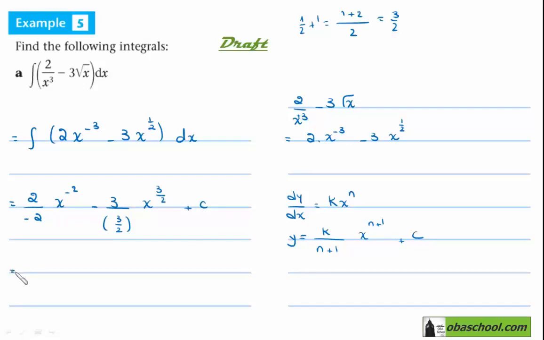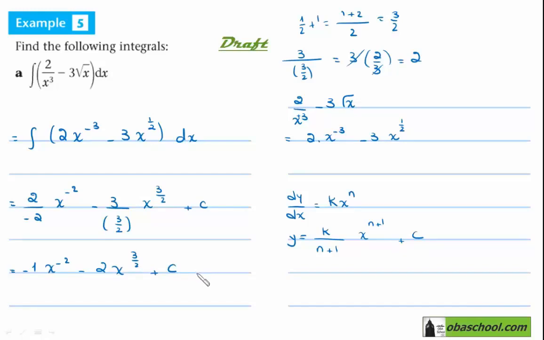Then it's minus 3 over 2 multiplied by x to the power 3 over 2 plus the constant c. We can now simplify, so we get 2 divided by minus 2, which is minus 1, x to the power minus 2, minus 3 over 2. Dividing by 3 over 2 is the same as multiplying by the reciprocal of 3 over 2, that is 2 over 3. This is going to be equal to 2. Then we can write minus 2 multiplied by x to the power 3 over 2 plus the constant c.